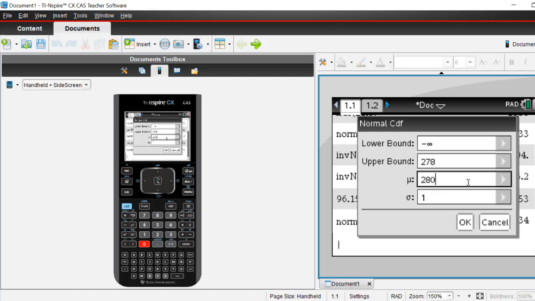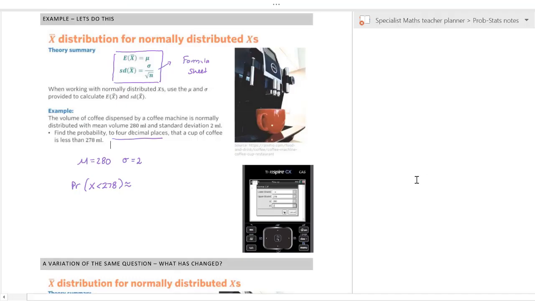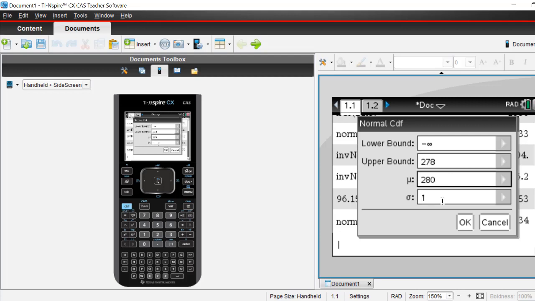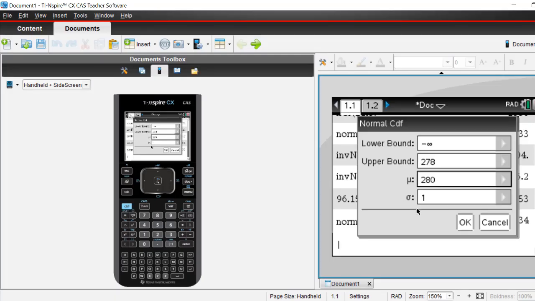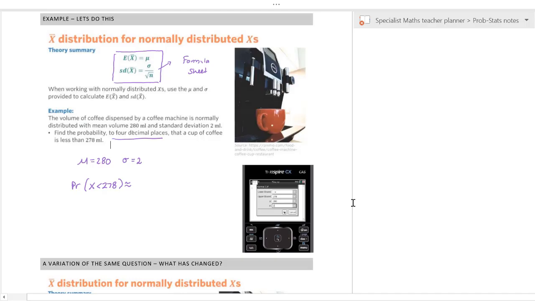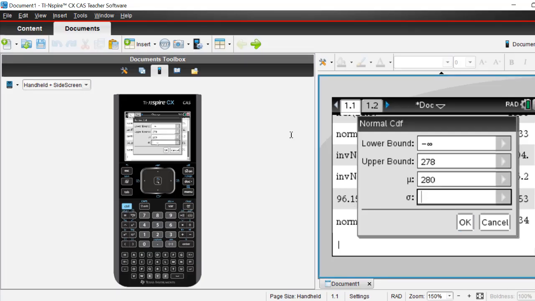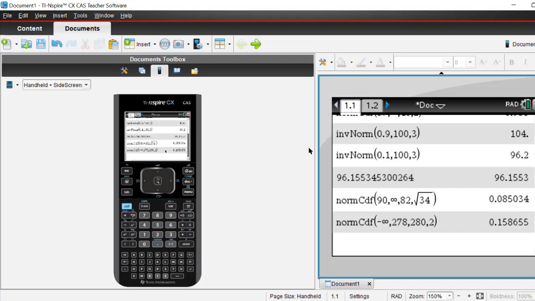Given the fact that the mean is 280, and we want to find that it's less than 278, we know that our answer is going to be less than 0.5. What's the standard deviation? 2. So it's 1 standard deviation away, so it's probably going to be a lowish value. I'm just guessing. And voila, 0.1587.